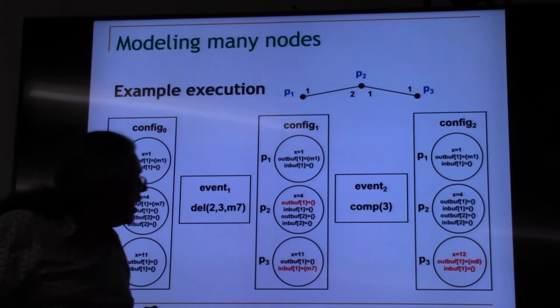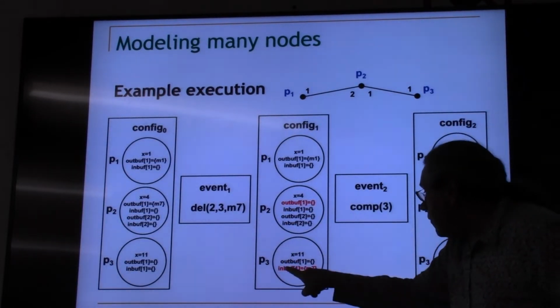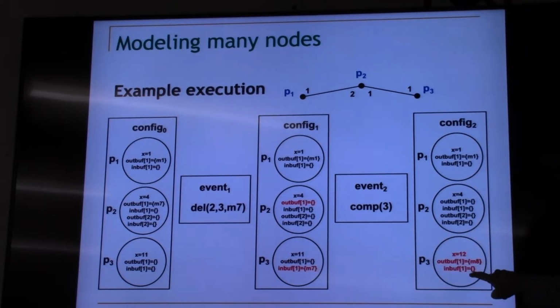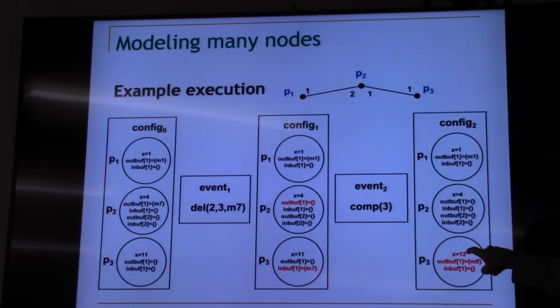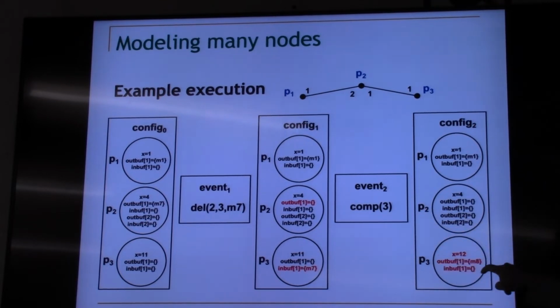Boom. And here we have a comp 3 event. So here we have M7 in the in buff, so it disappears. Empty. The local state is changed. It's 12. And it actually sends a message. There's an M8 in the out buff. So that's an example of a comp event.